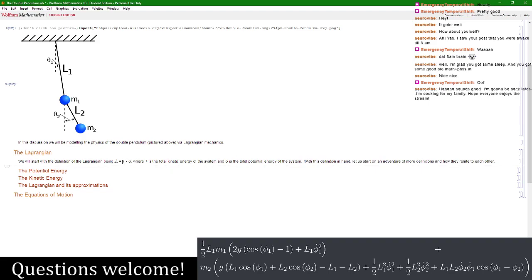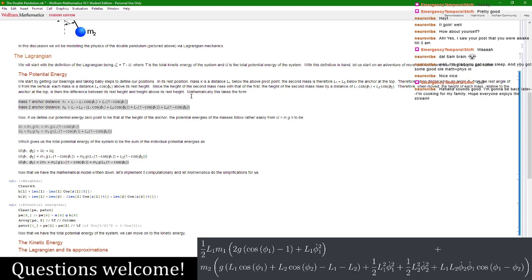Okay, well, now we need to find the kinetic and potential energies. So let's do that. So let's see what's going on in the potential energy. How I like to approach things is from the very beginning and go very step by step, baby steps, because I like to have a firm grasp on exactly where everything is and how everything relates to each other.